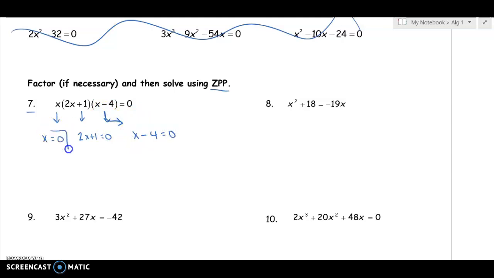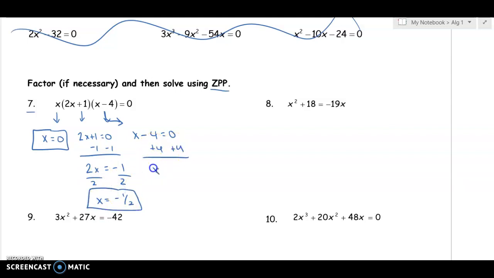All right, so this one's all done, x equals 0. This middle one, we're going to subtract 1. And then we're going to divide by 2, giving you x equals negative 1/2. This last one, you're going to add 4 on all sides, you get x equals 4. And that's how that's done.